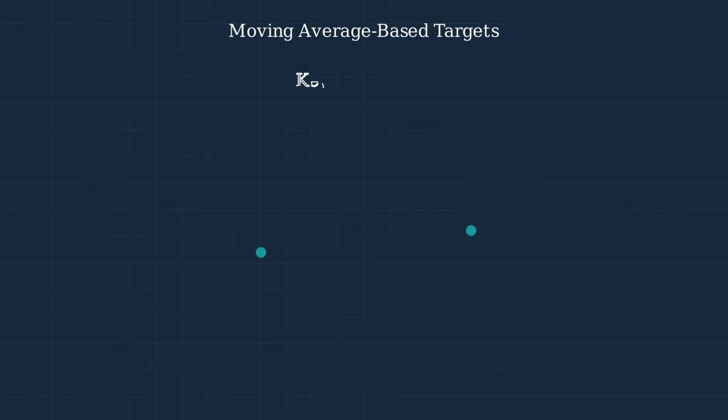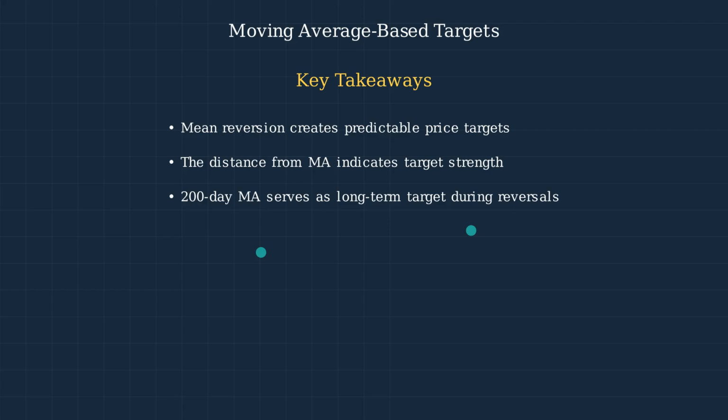Let's summarize the key concepts about moving average price targets. Moving averages provide objective price targets through mean reversion. The distance between price and its moving average indicates the strength of the target. The 200-day moving average is especially useful during major trend reversals, and you can use multiple timeframes to identify different target zones.